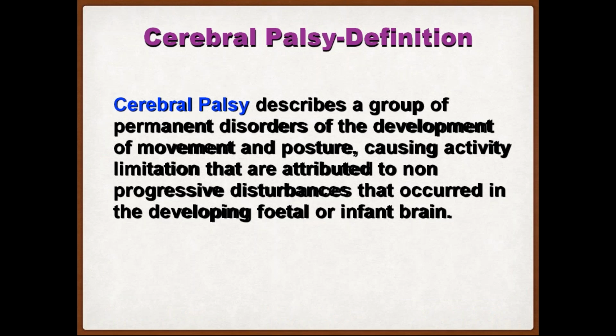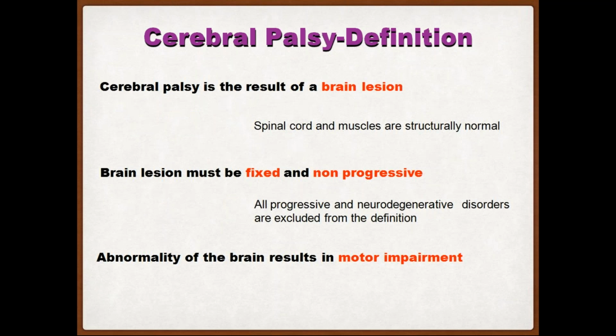So cerebral palsy describes a group of permanent disorders of the development of movement and posture causing activity limitation that are attributed to non-progressive disturbances that occurred in the developing fetal or infant brain. So actually the damage is within the brain, which affects all the muscles, all the bones, posture and development, everything. So cerebral palsy is the result of a brain lesion.